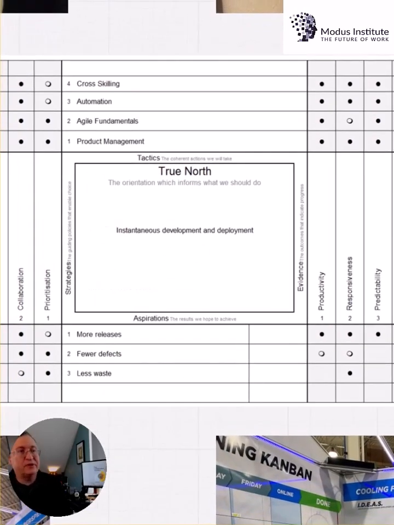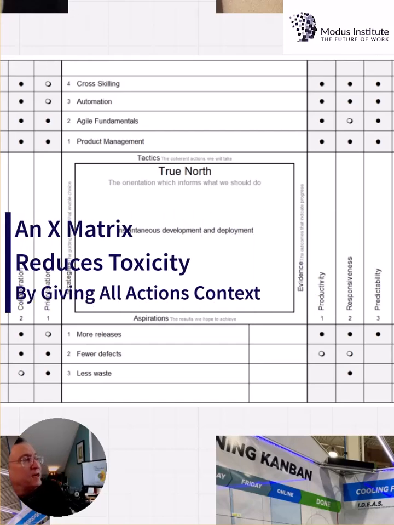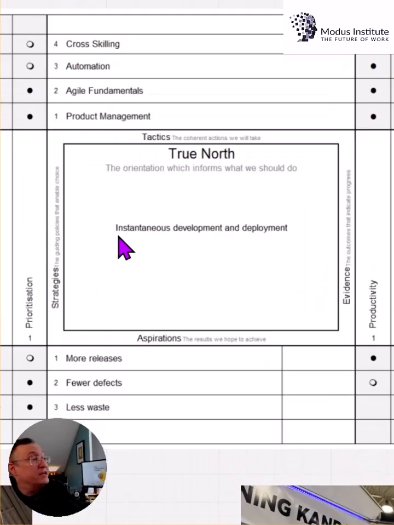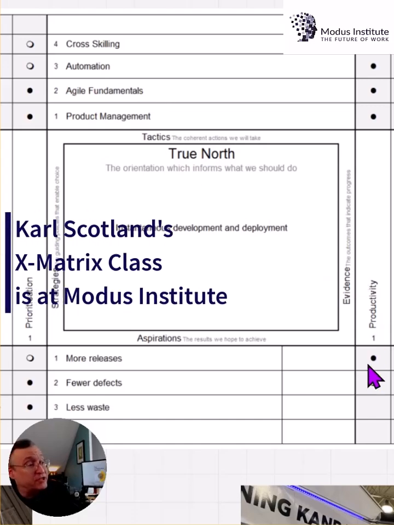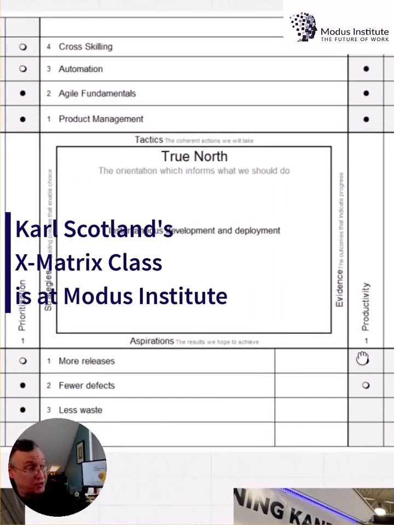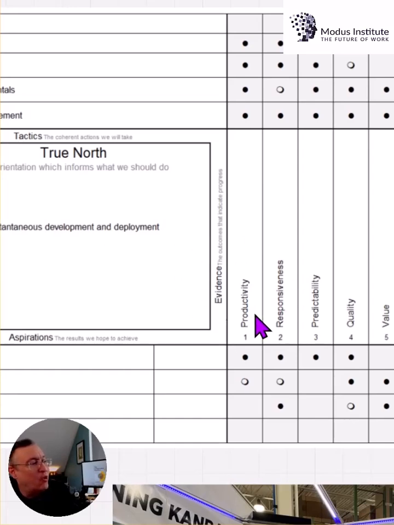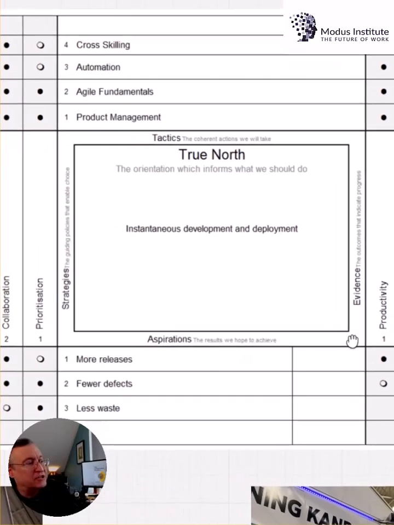So we'll go next to the X matrix. There's also an X matrix class at Modus Institute taught by Carl Scotland and a little bit by myself. And this one is a visualization that shows us basically where the team wants to go, our strategy for getting there, the tactics, which are basically the projects that we want to engage in, and then the evidence, which is our metrics. So what do we want? What do we want to be? How do we want to see what we want to be executed? How are we going to actually act on that? And then what are we going to measure to make sure that we're actually successful?